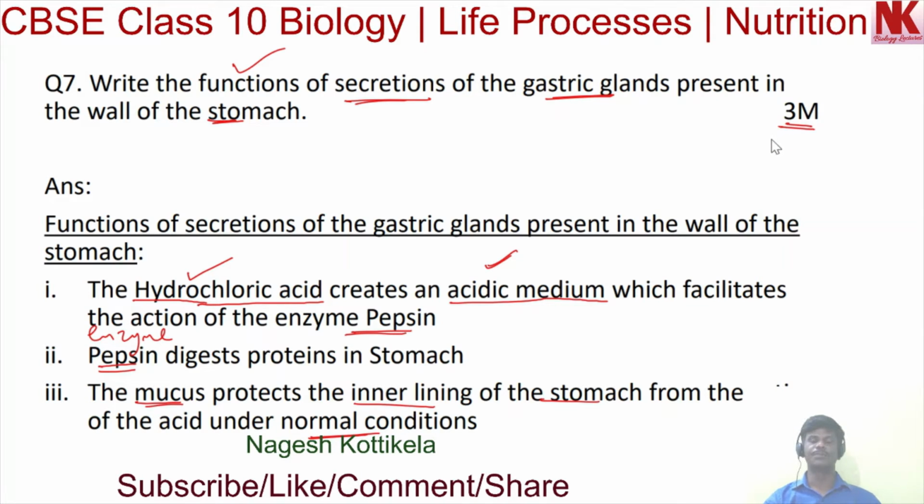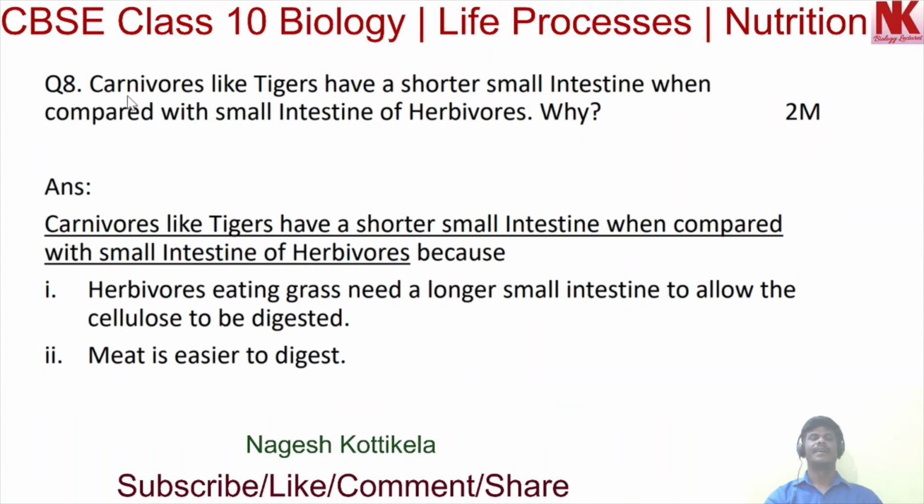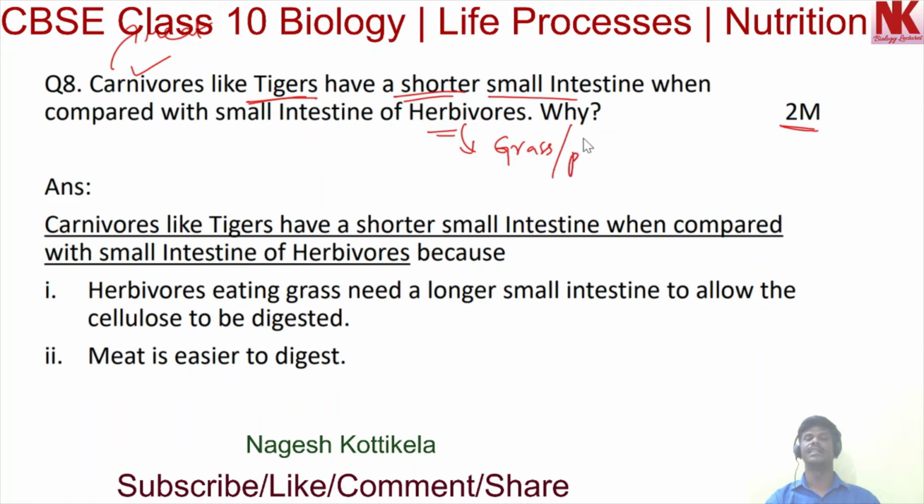Now let's proceed to the next question, that is question number 8. Carnivores like tigers have a shorter small intestine when compared with the small intestine of herbivores. Why? This question can be asked for 2 marks. Carnivores feed on meat, and herbivores feed on grass, or we can say plant matter.